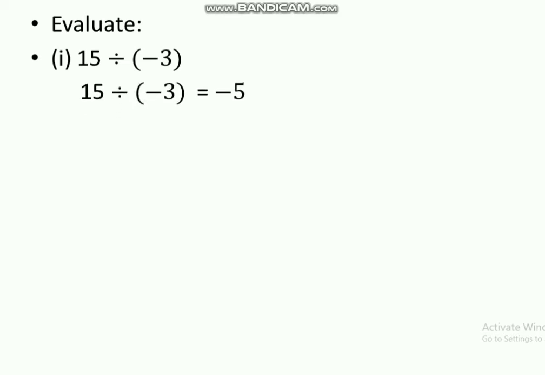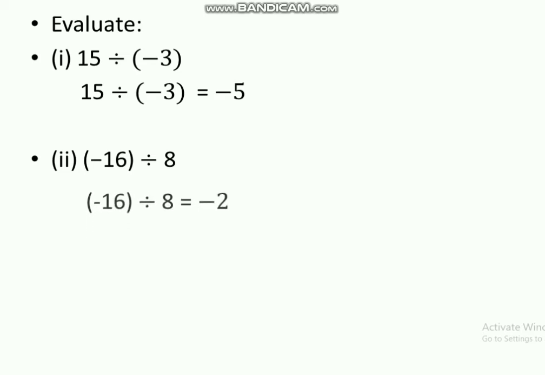The next question is negative 16 divided by 8. Here also just ignore the negative sign and divide 16 by 8, which is 2. Now count the negative signs over there. Only one negative sign is there. That is an odd number of negatives, so put negative in the answer also. So our answer is negative 2.